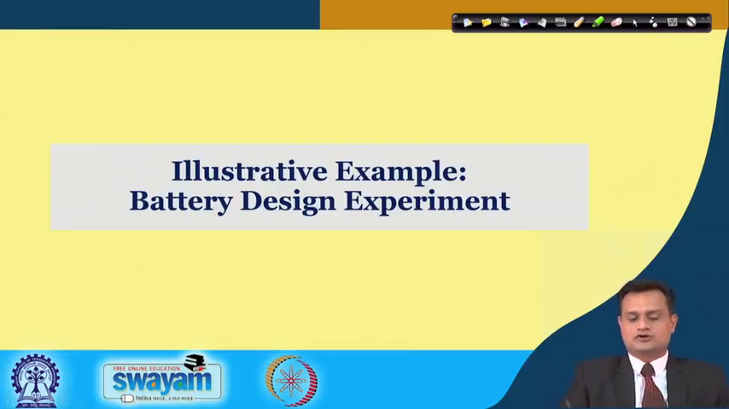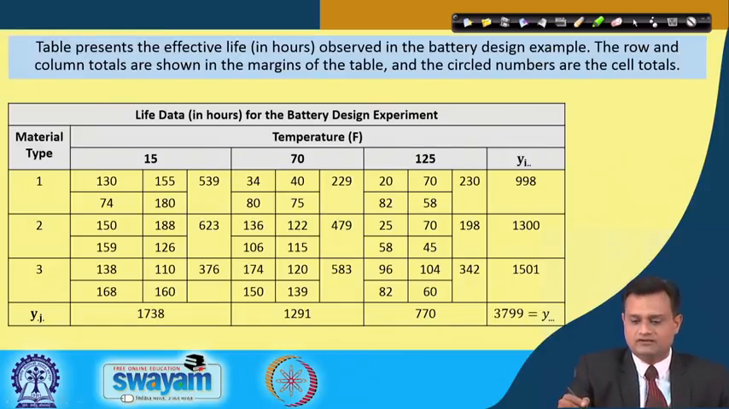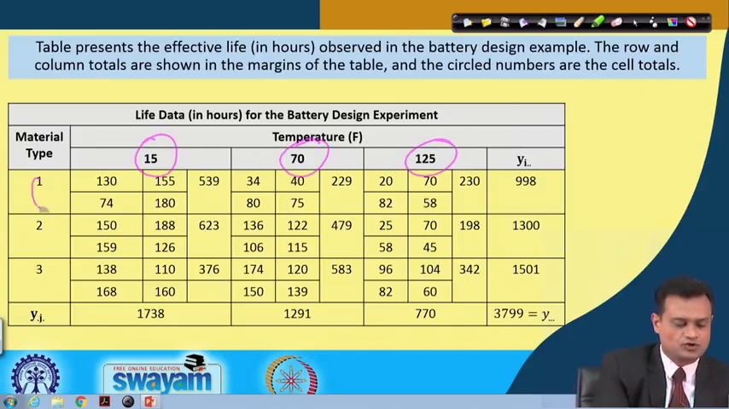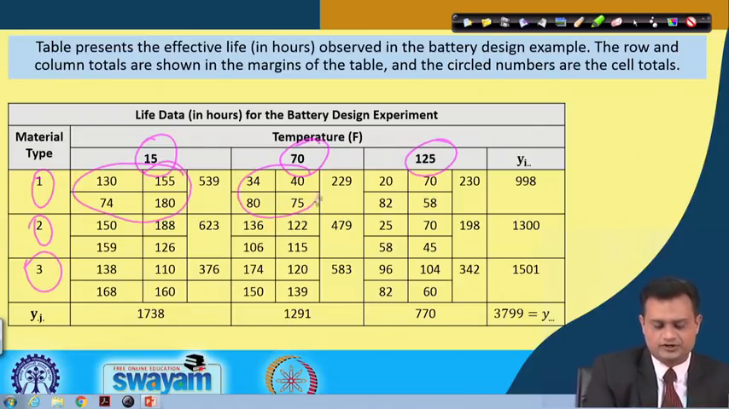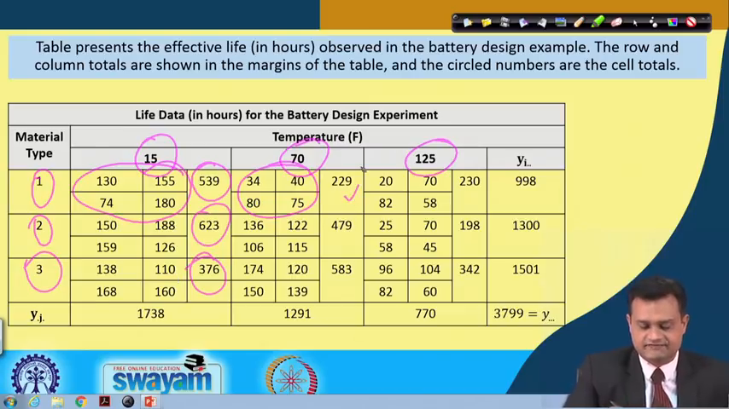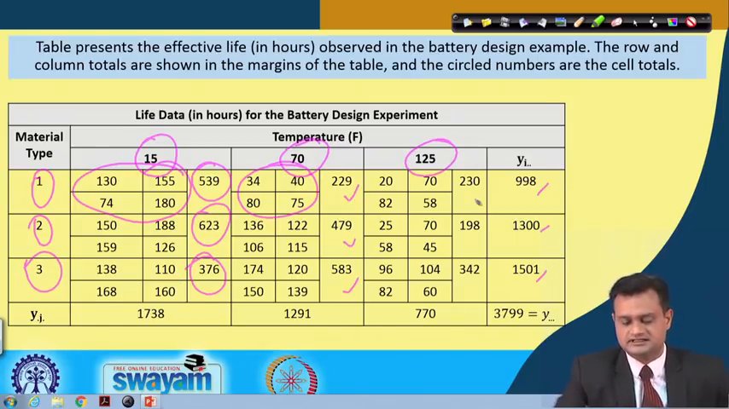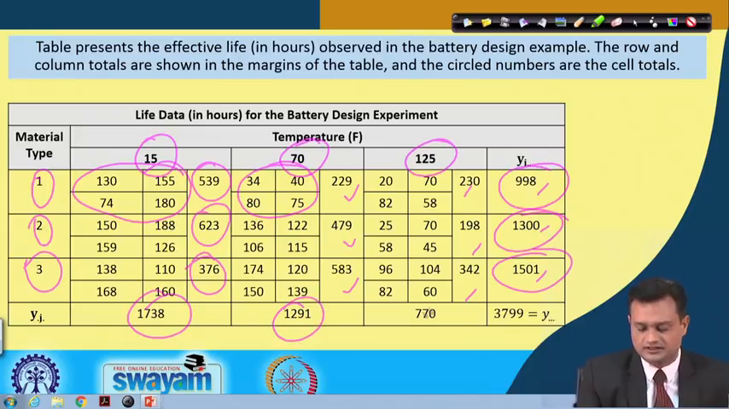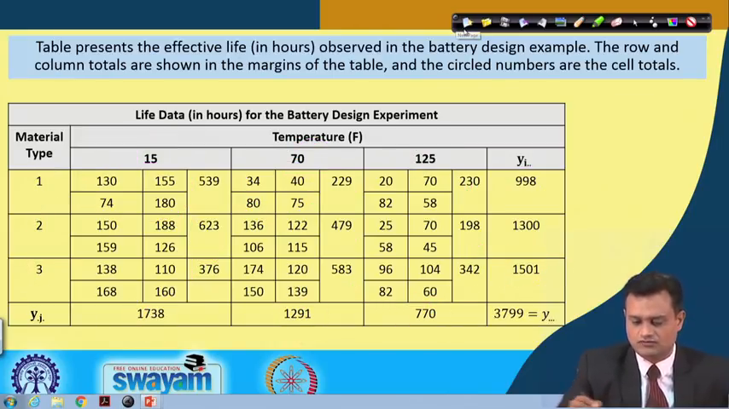So now if you go back to our battery design experiment, this is the data, and what you can see here is that there is a factor called temperature, there is a factor called material type, and you have 4 readings in each particular cell. This is the total of all the 4 readings, and this is the total of my particular row, and this is the total of my particular column. So this is what exactly you can do.